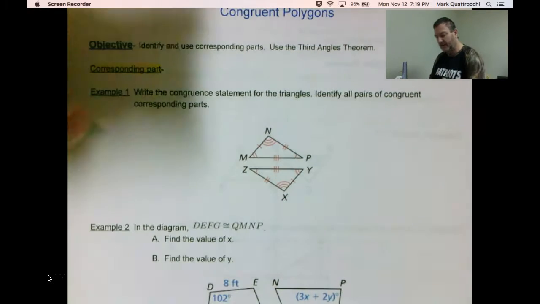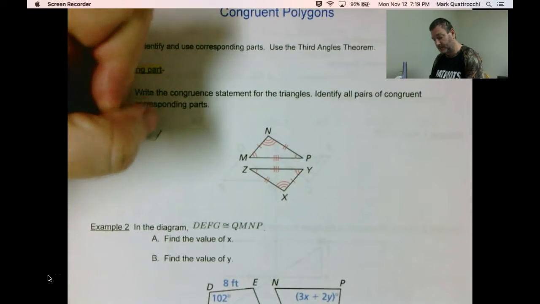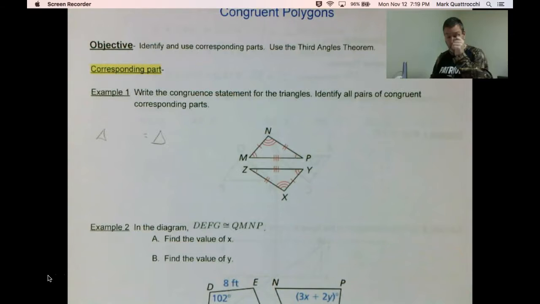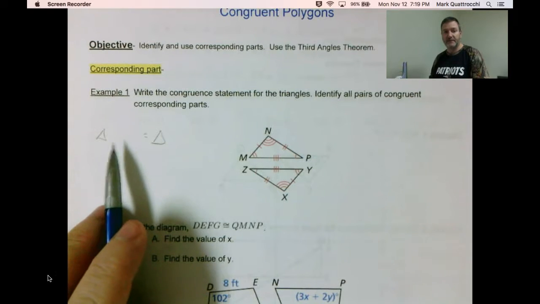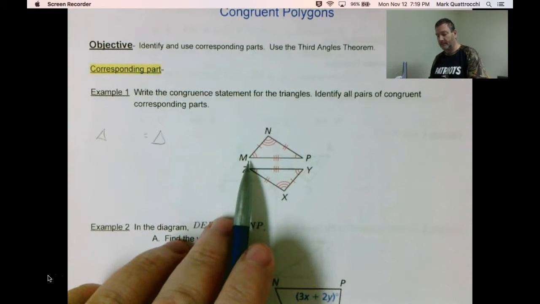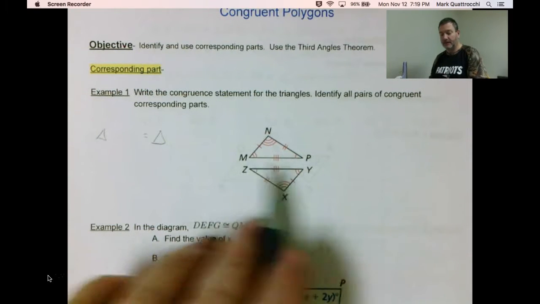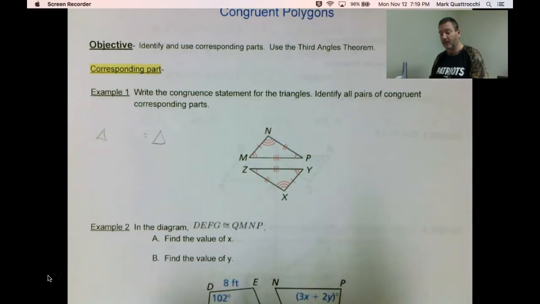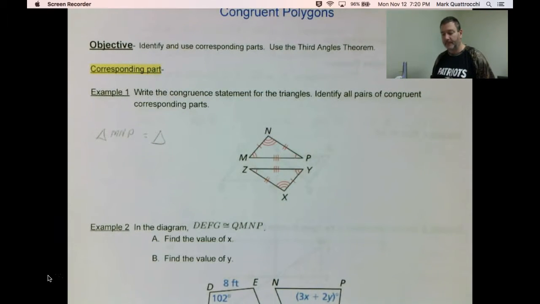So a congruence statement is something like triangle something something something is congruent to triangle something something something, or polygon something something something. The order of the first triangle or polygon is not important. I could call this M and P, I could call it P and M. That order is not important. The order of the second one, though, is locked in. What do I mean by that? Well, we have triangle MNP here.